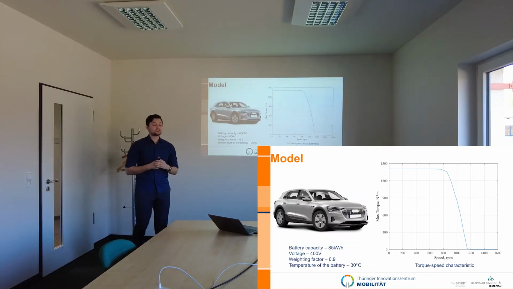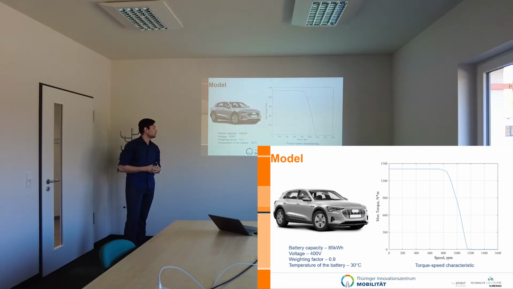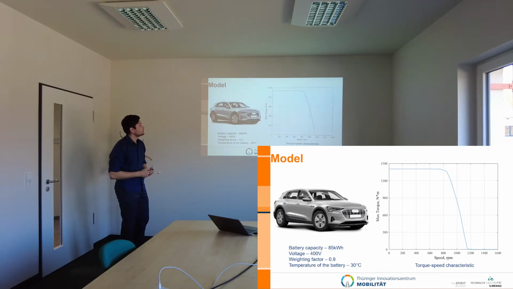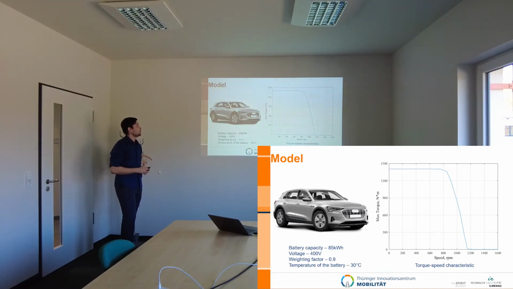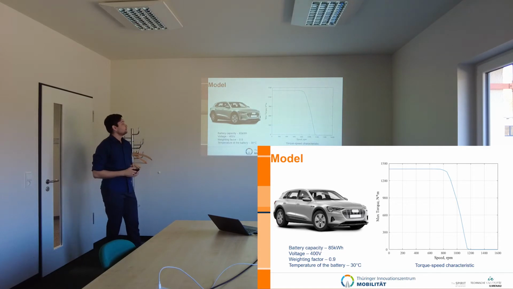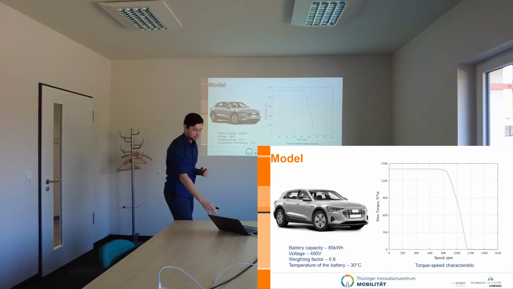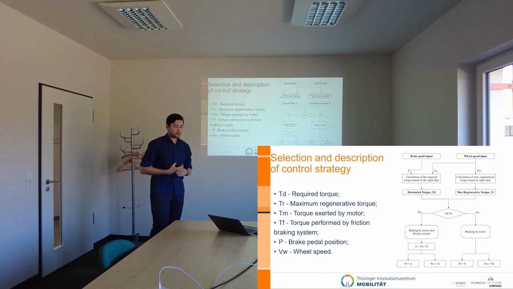In the given project seminar, a model based on the Audi e-tron was used, with a battery capacity of 85 kWh and 400 volts, and in almost all future tests a weighting factor of 0.9 and a battery temperature of 30 degrees were used. Here you can see the graph which describes the torque-speed characteristic of the motors used in the given model, and the scheme of the wheel motors. Here, in-wheel motors with permanent magnet synchronous were used.